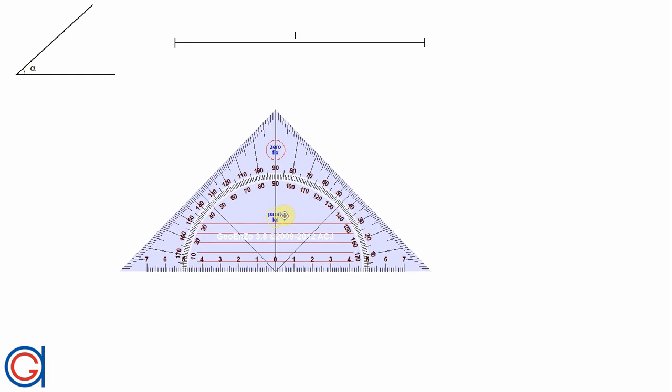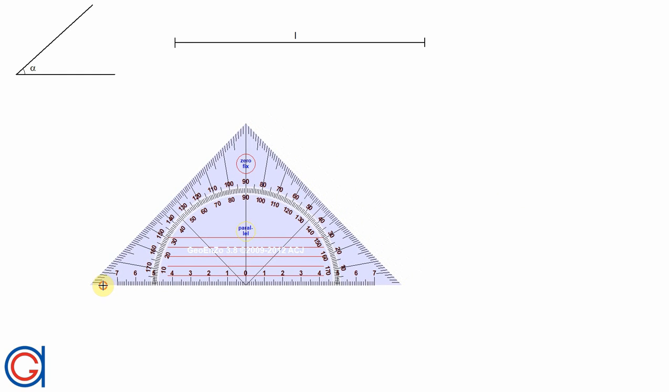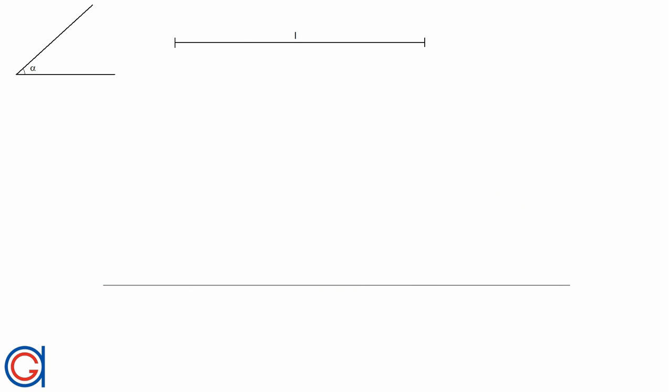So the first step, on the bottom of the screen, we draw a horizontal line and then we mark a point A on the left hand side, as can be seen here.